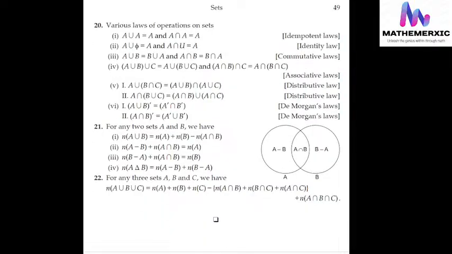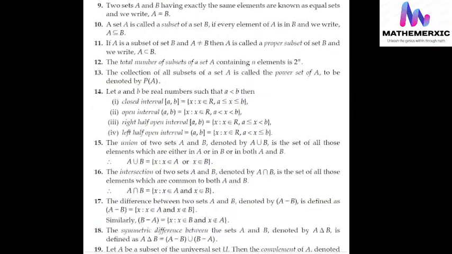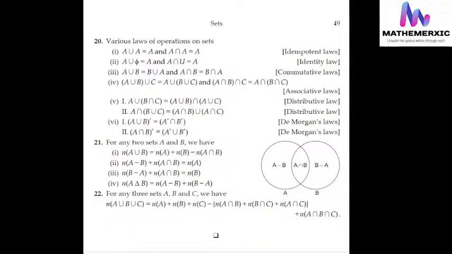So we're discussing sets. A union B is equal to A, and A intersection B is A. A union phi is A, and A intersection the universal set will be A only. If I just go through the final part of this, for any two sets A and B, we just mark this.